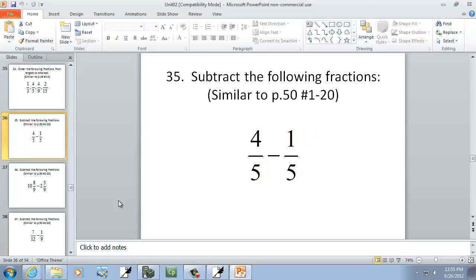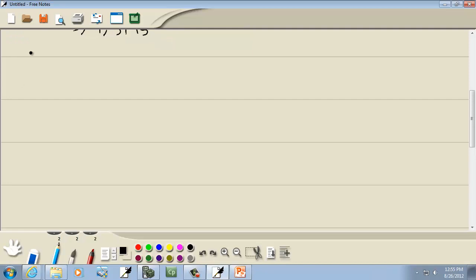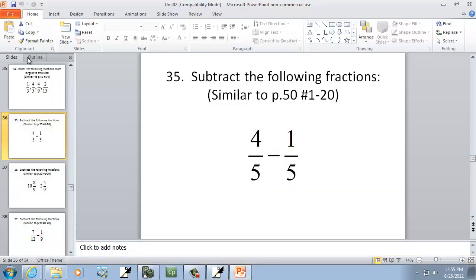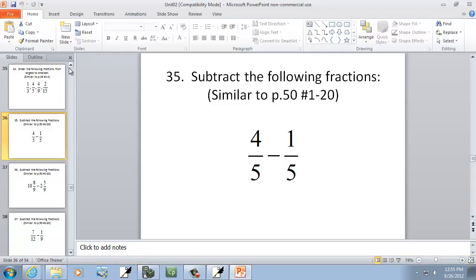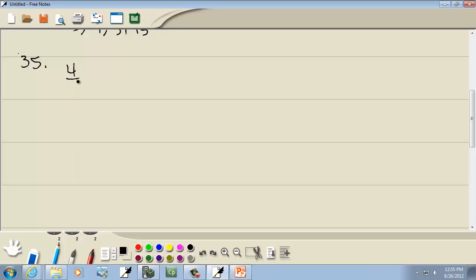Now let's take a look at subtraction. We've got 4/5 minus 1/5. Now these first ones are pretty basic. It's not until we get to borrowing that it actually changes.